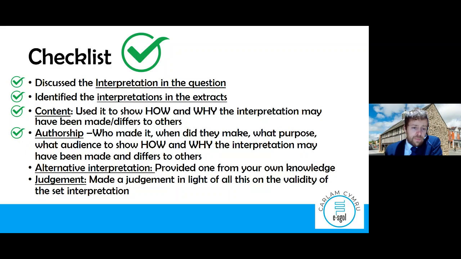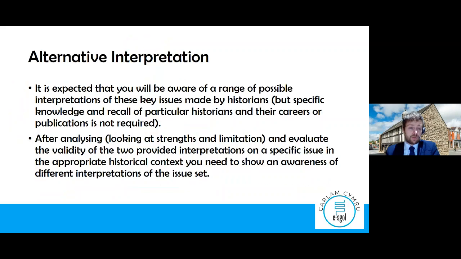So, next thing you need to do is highlight an alternative interpretation, right? And this is one provided from your own knowledge. This is reliant on your revision rather than on the information given to you in the exam itself. So it's expected that you'll be aware of a range of possible interpretations of these key issues made by historians. But specific knowledge and recall of particular historians in their careers or publications isn't required, right?